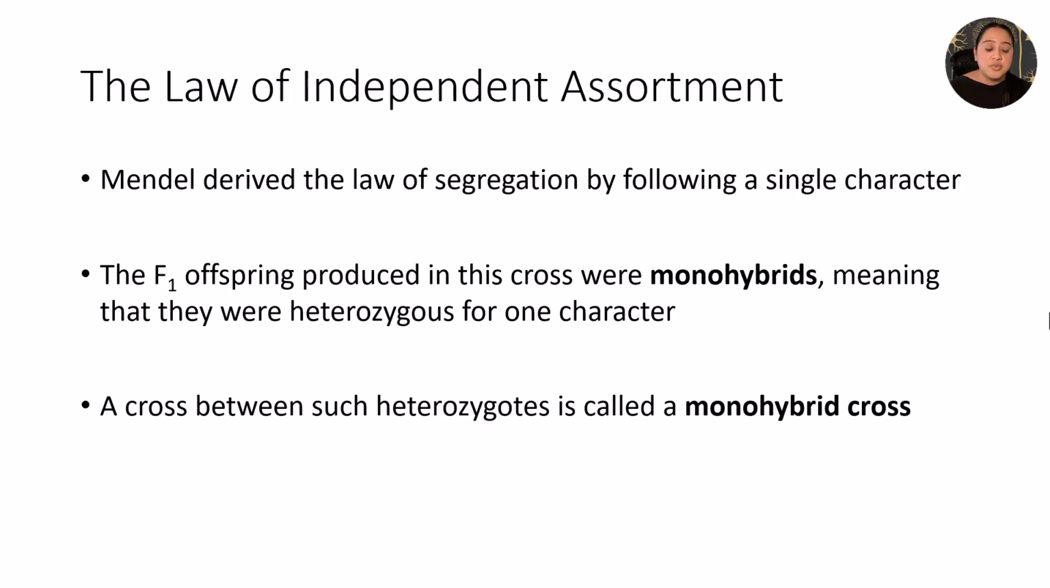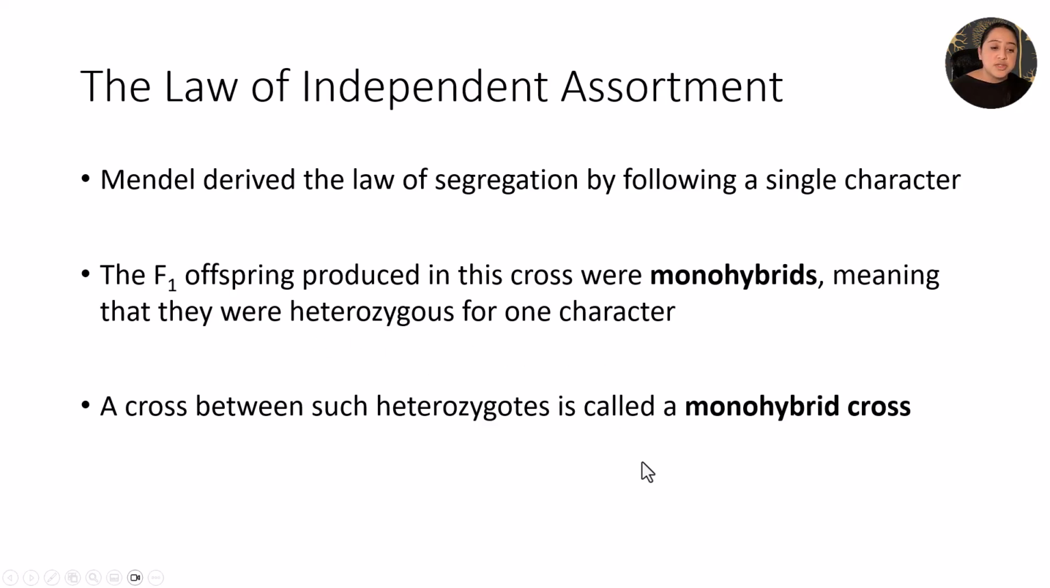And so the F1 offspring that were produced in those crosses were called monohybrids, because we were only looking at one character, and they were heterozygous. So they were hybrids, but only for one character. Again, either flower color or height of the plant or whatever. You're only looking at one character. Mono as a prefix means one, and hybrid meaning there was one of each allele.